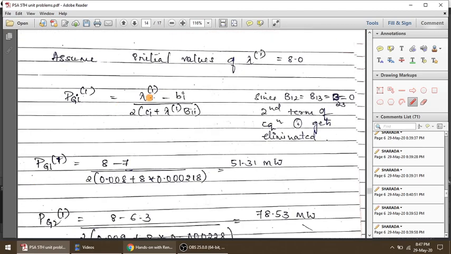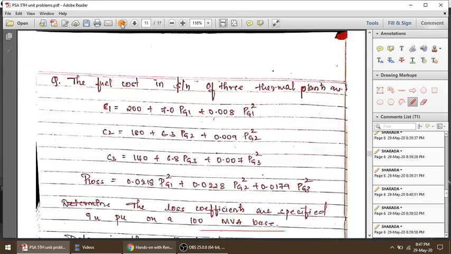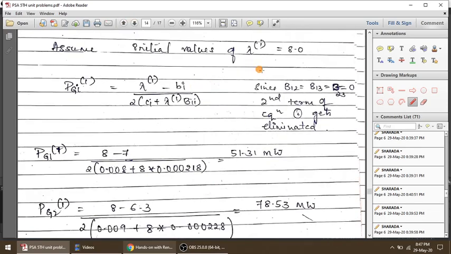The next one is the initial estimate. Here we have assumed the initial estimate of lambda to be 100. How did I get that value? We have chosen a value nearer to this B value. So from this initial estimate of lambda, first we have to calculate.